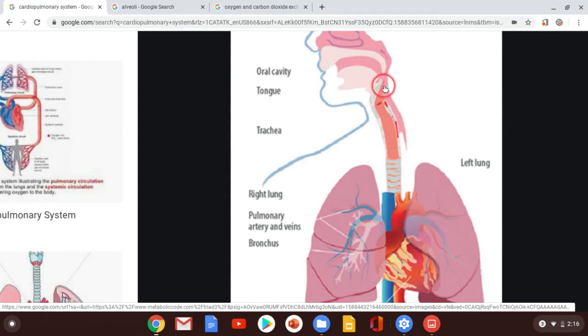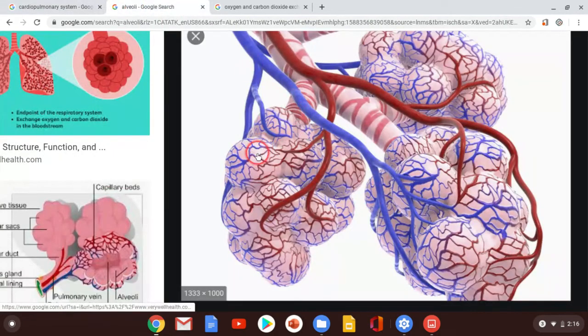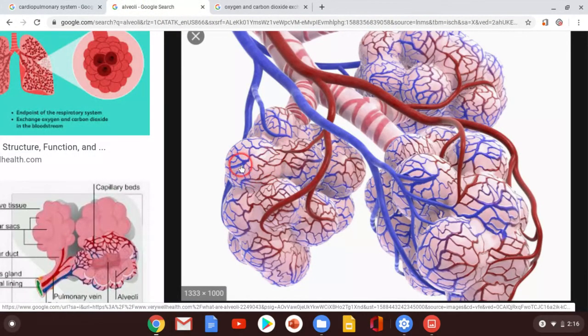Then it travels down the larynx, past the epiglottis, down the trachea, also known as your windpipe, down the two bronchi, the right and left bronchi, to the bronchioles, and finally, at the very end of the bronchioles are these clusters of air sacs called alveoli. And here's a picture of the alveoli. As you can see, they are like grapes, and they function like a balloon.